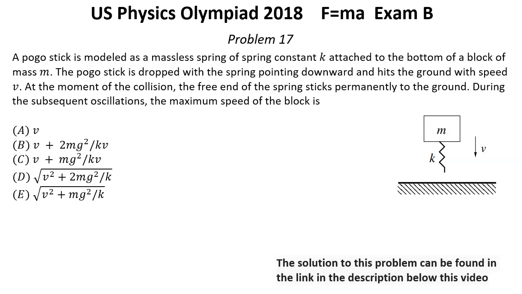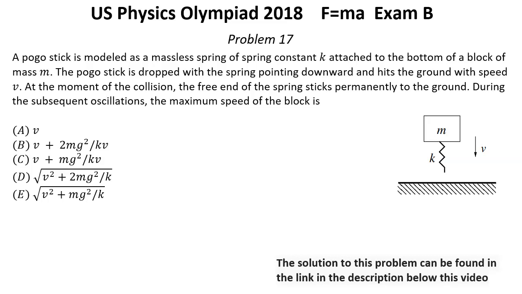Problem number 17. A pogo stick is modeled as a massless spring of spring constant K attached to the bottom of a block of mass M. The pogo stick is dropped with the spring pointing downward and hits the ground with speed v. At the moment of the collision, the free end of the spring sticks permanently to the ground. During the subsequent oscillations, the maximum speed of the block is what? Solution for problem number 17.